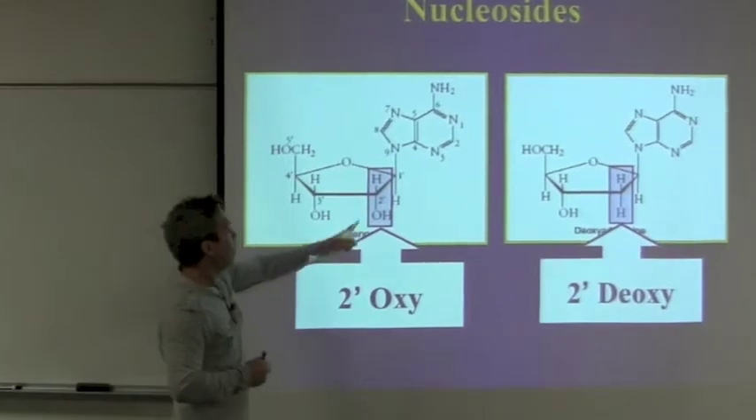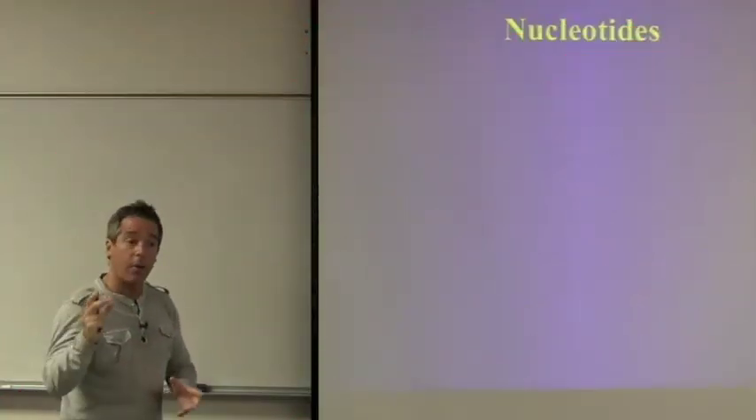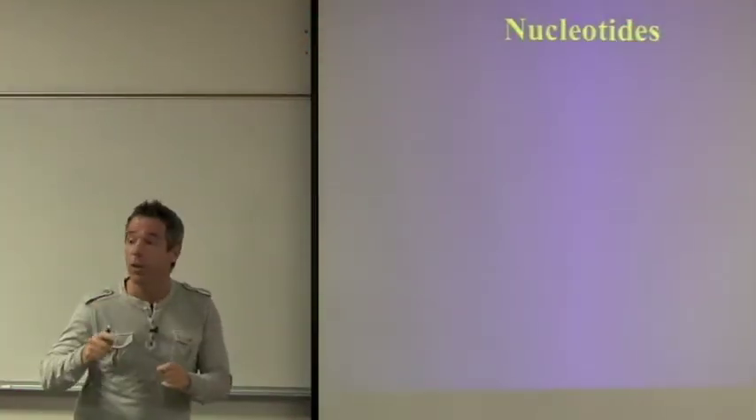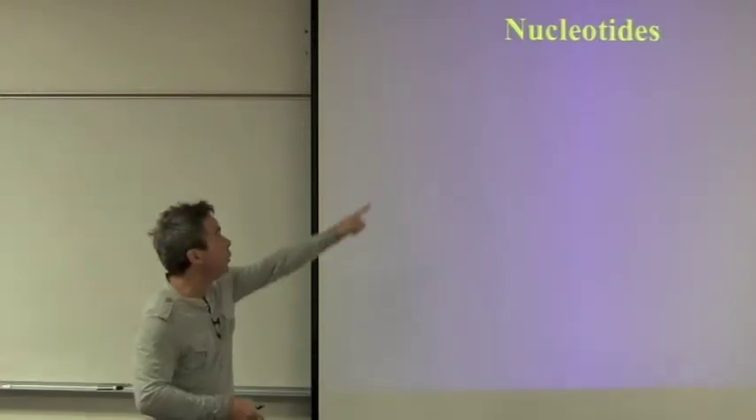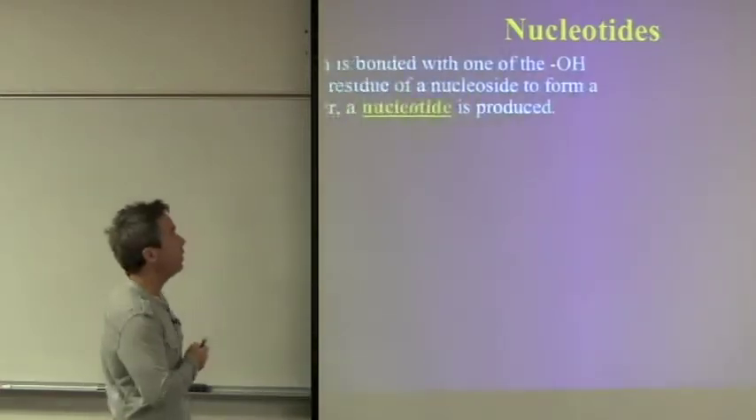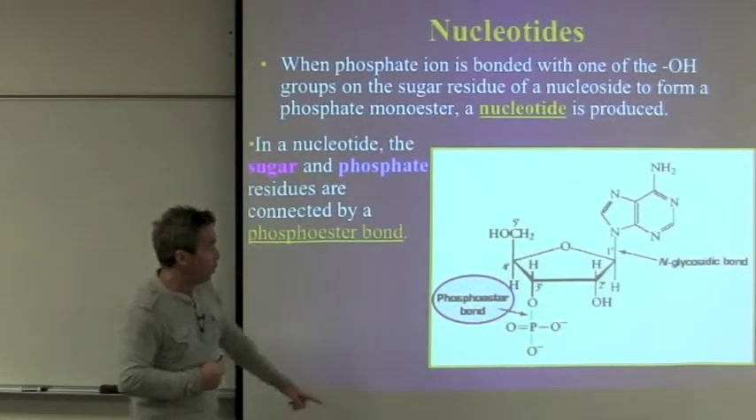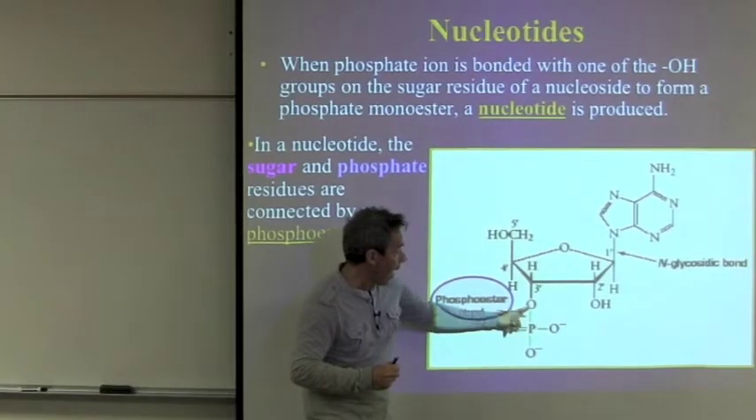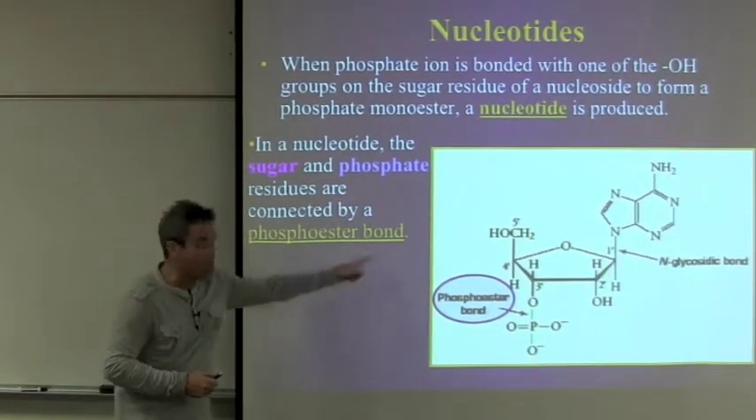Notice the organic base is connected to the anomeric carbon. So when you have the organic group on the sugar, you have a nucleoside. When we add the phosphate, then we get the nucleotide, with the T. Notice the phosphate got added to carbon 3 right there to make a phosphoester bond.